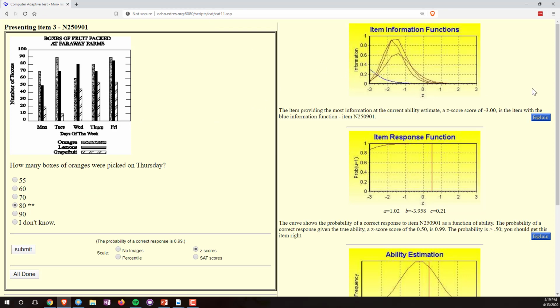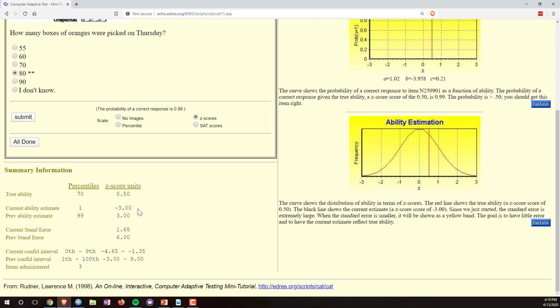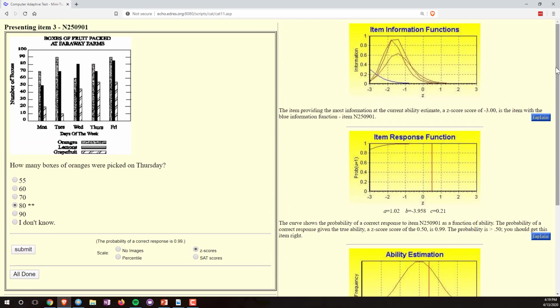And you can see now, if I scroll down a little bit, that our current ability estimate jumped way back to negative 3.0. And so now it thinks we're really low in ability. So what it's doing again is going over to look at the candidate items and finding the item that has the maximum information at a theta of negative 3, which is quite low. And this is the item it picks.